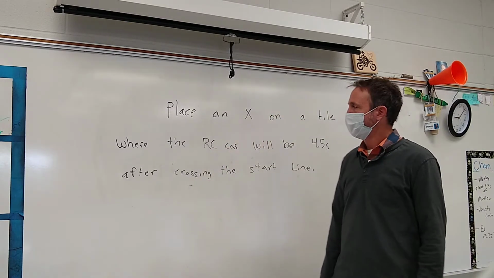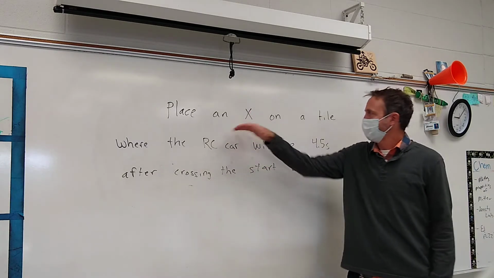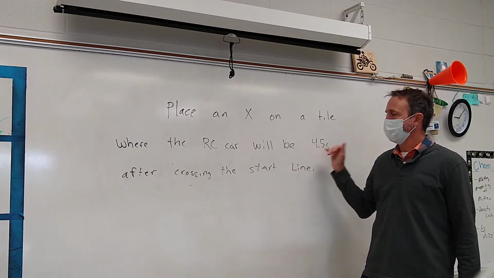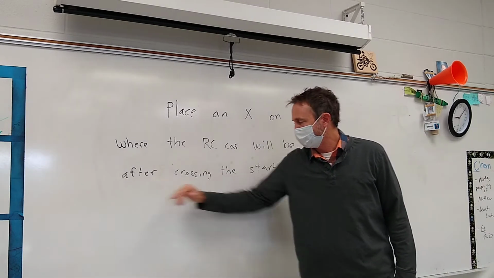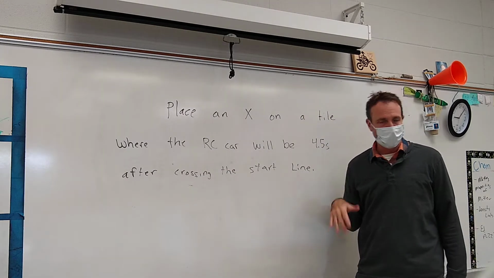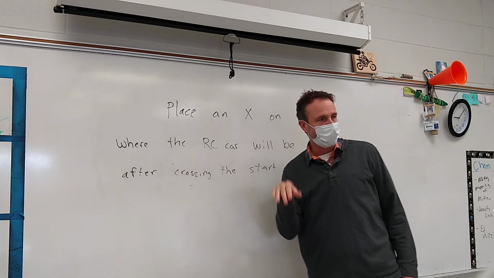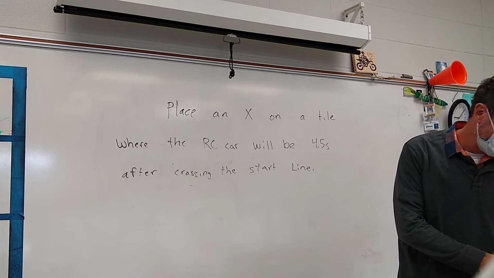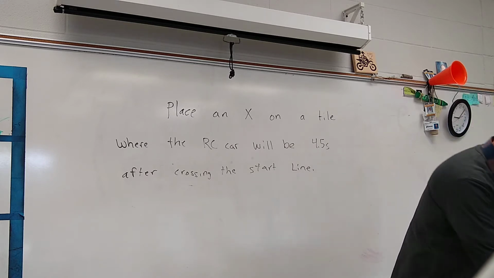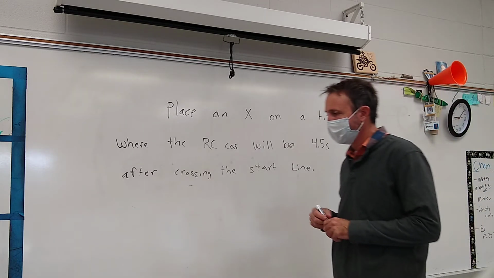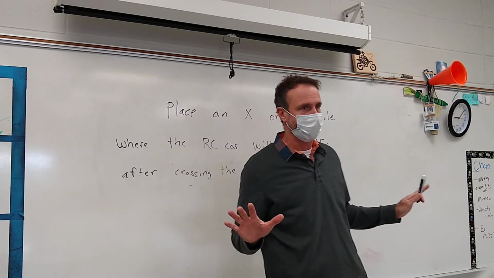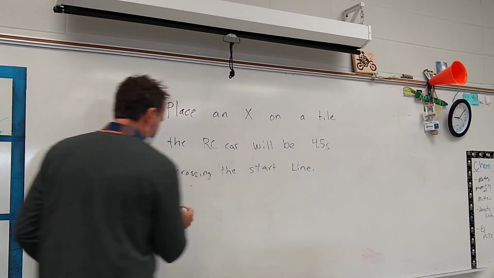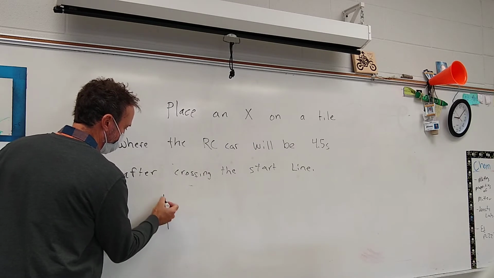Okay, so we're going to place an X on a tile where the RC car will be 4.5 seconds after crossing the start line. Now when the car comes across the start line, it's already going to be up to speed. So in other words, there's not going to be any acceleration in this problem. All right? So here is the start line.